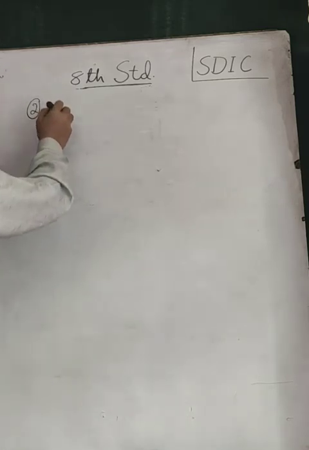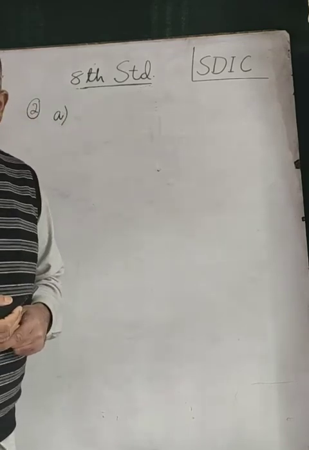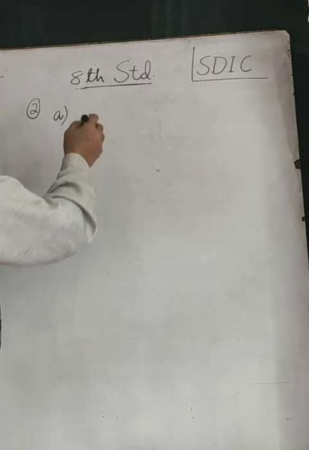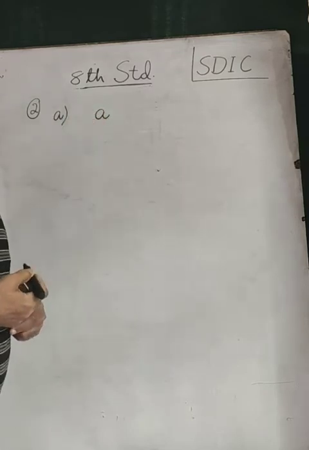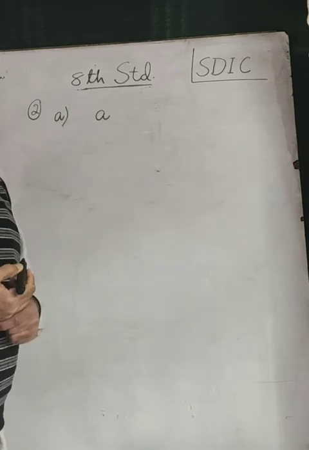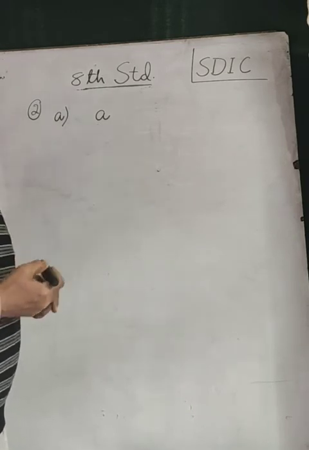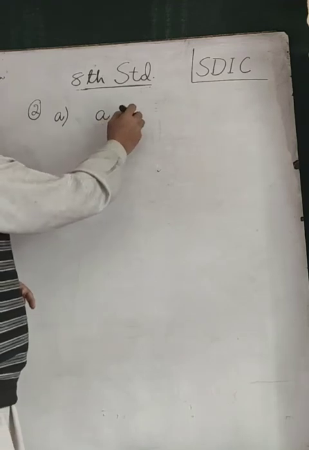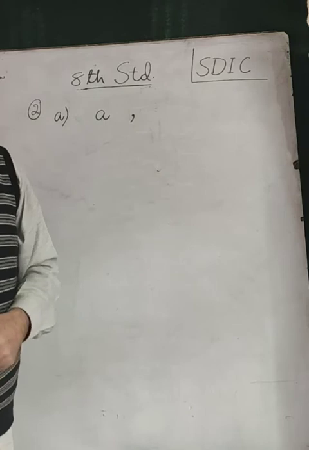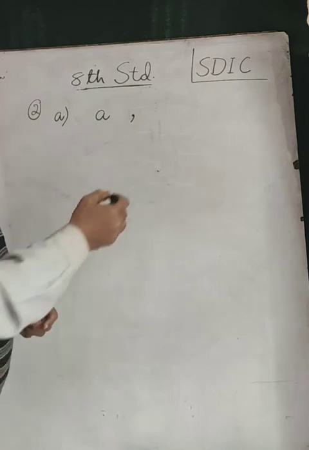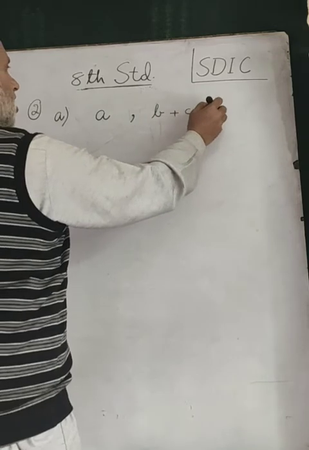So let us consider the first part. Second question, A part. The first expression here is A. I will write it in the form of previous parts of the previous question. First expression is A here, a monomial. Then I shall put comma and write the second expression. It is B plus C plus D here.